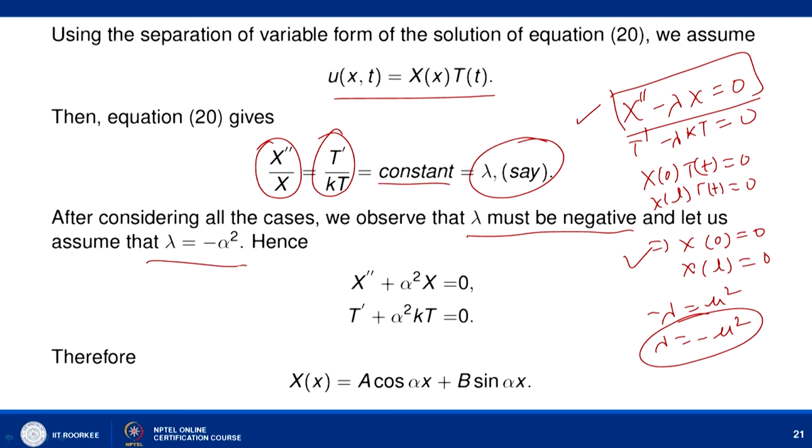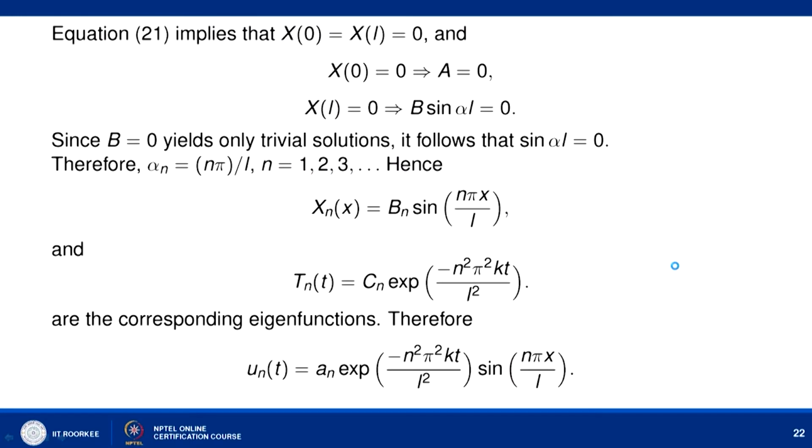So, when we take lambda equal to minus alpha i square, then this can be written as two sets of ordinary differential equations, x double dash plus alpha i square x equal to 0 and t dash plus alpha i square k t equal to 0, and this we can solve by writing x of x equal to a cos alpha x plus b sin alpha x, where a and b we can obtain using our boundary conditions, that is x 0 equal to 0 and x l equal to 0.